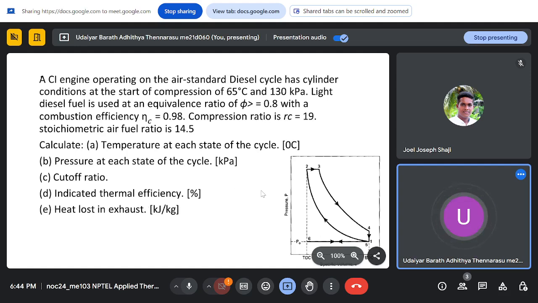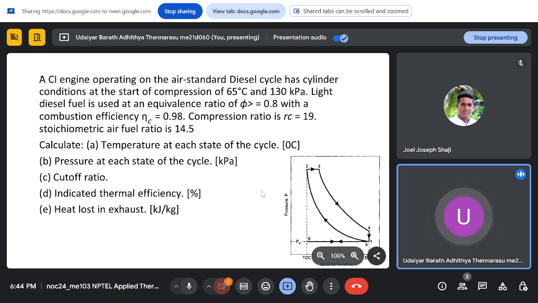Okay, so with that I'll move to the next question. Similar question: previously we saw it for a spark ignition engine. Now we'll do it for a compression ignition engine. The previous one was an Otto cycle, now it's a diesel cycle.